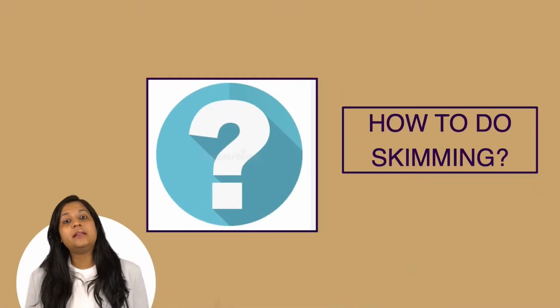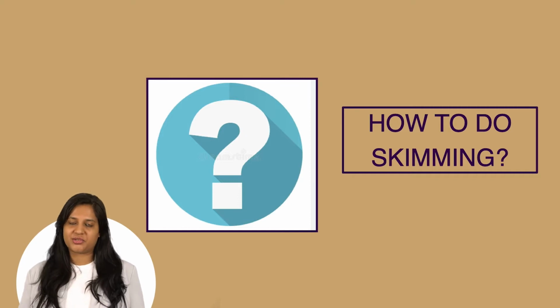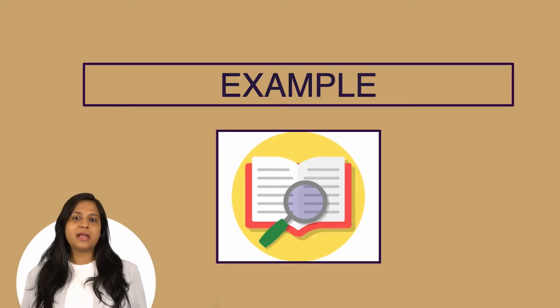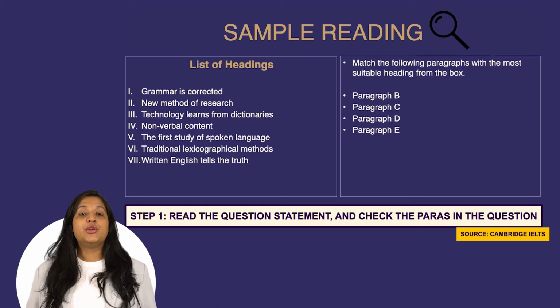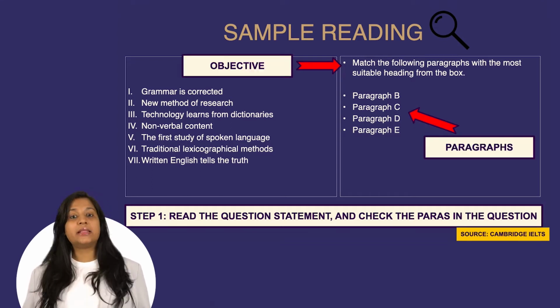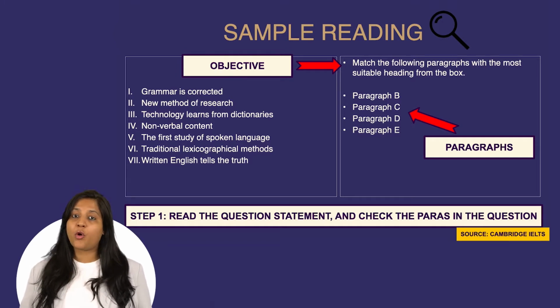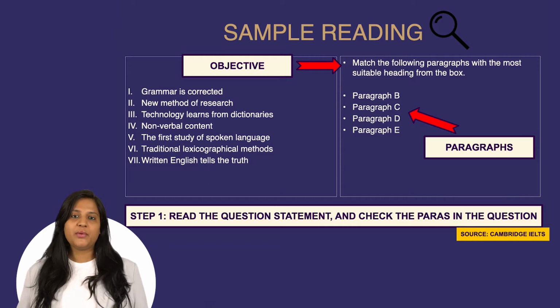Now, let's move on and learn how to properly skim the passages to answer certain questions. Remember, this technique is helpful only for some question types. Other questions may require scanning more than skimming. To help you understand the technique, let's take an example. You can see a reading sample here. The objective of the question is on your right on the screen, which says match the following paragraphs with the most suitable heading from the box. Also, we have 4 paragraphs in the question. Make sure you read only those paragraphs in the question, not the others.